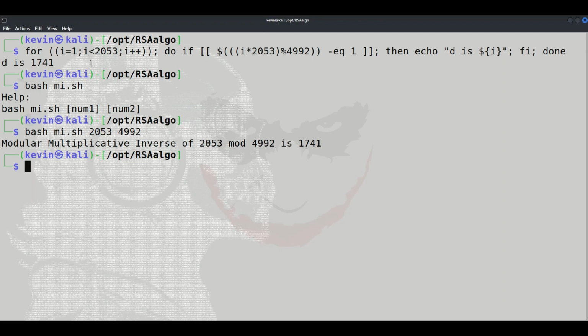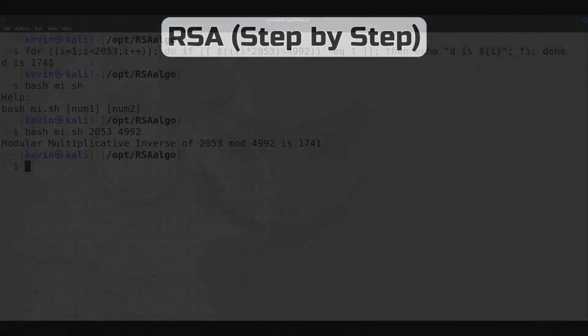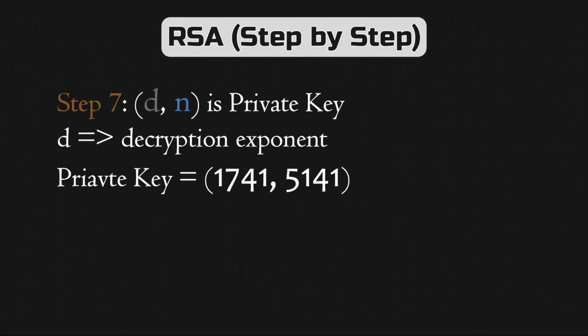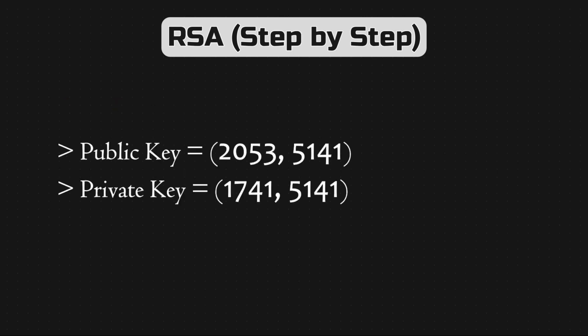If we find any number, it will simply give us the modular multiplicative inverse, which will be our decryption exponent, or integer d. Now in the next step, since we calculated d, the pair of d and n combined is our private key. So far we have computed everything that will help us perform the encryption and decryption process.